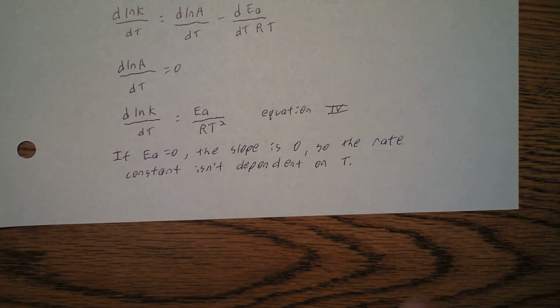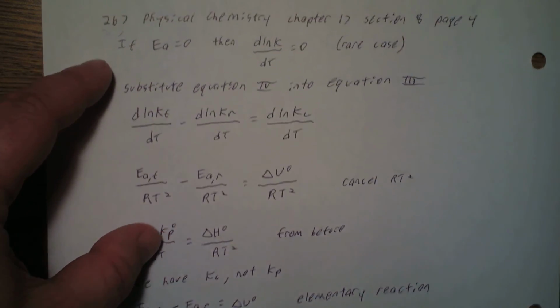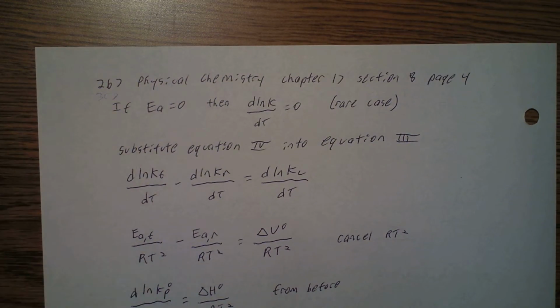So if the activation energy is equal to 0, the slope is equal to 0, so the rate constant is not dependent on temperature. If the energy of activation is equal to 0, then the derivative of the natural log of K with respect to temperature is equal to 0. But that's a rare case, remember, like I gave you with the free radicals.